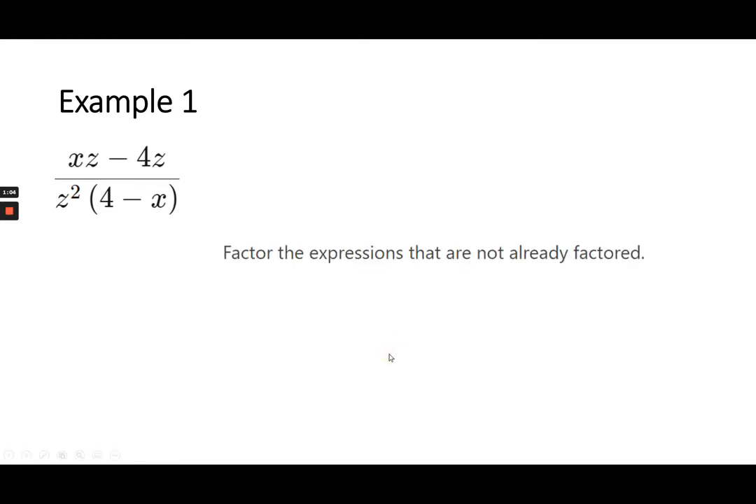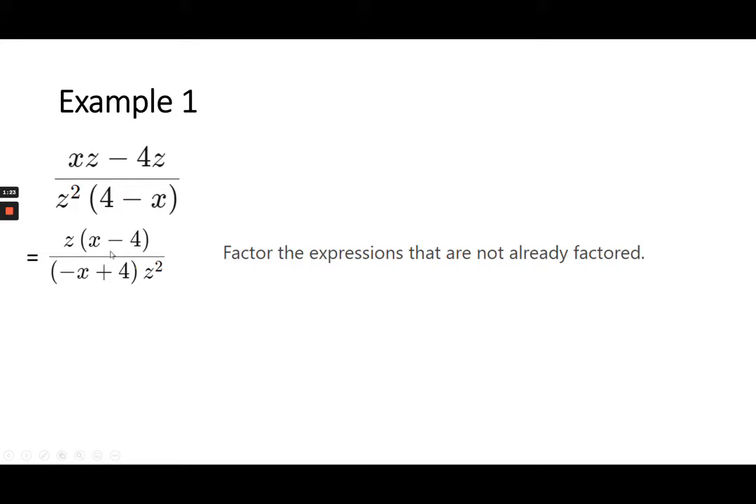Let's have the example of the case of a negative 1 factor. Let's say simplify xz minus 4z all over z squared times 4 minus x. First things first, factor the expressions that are not already factored. In this case, it's actually the numerator. We need to factor out z. So what is left in the parentheses after factoring out z is x minus 4.